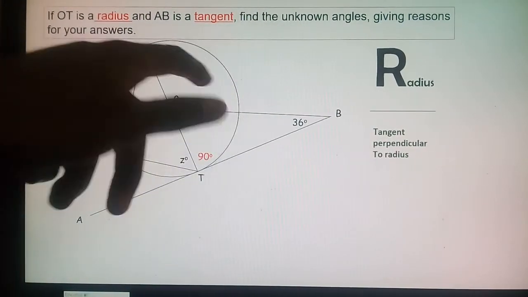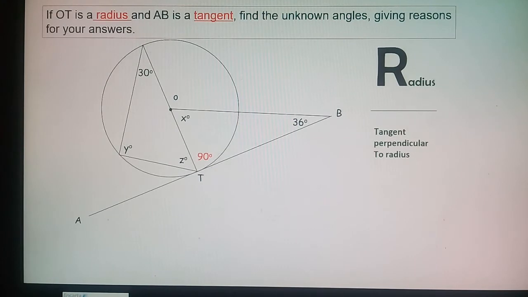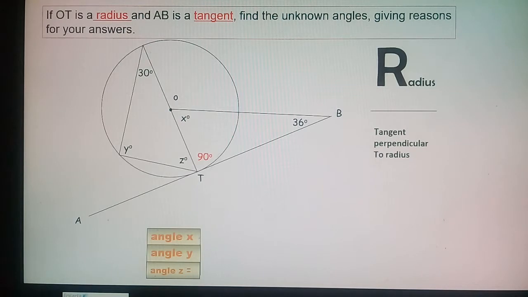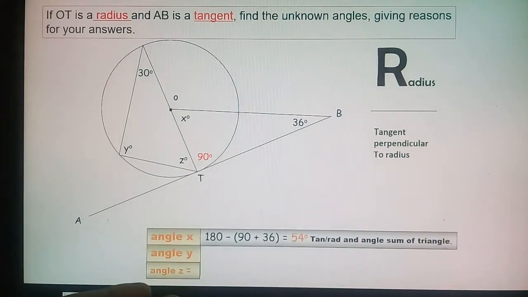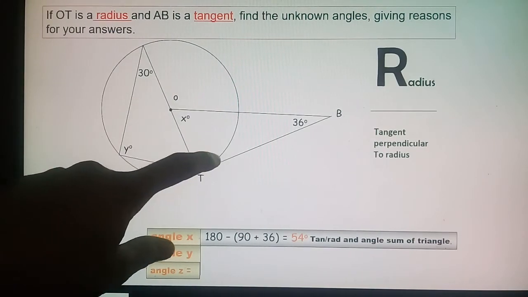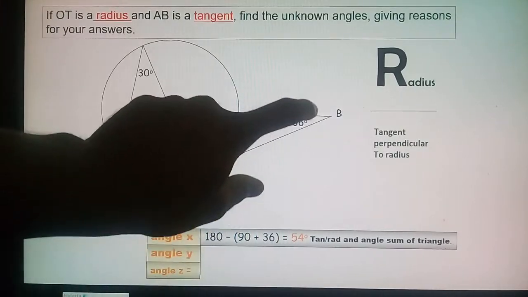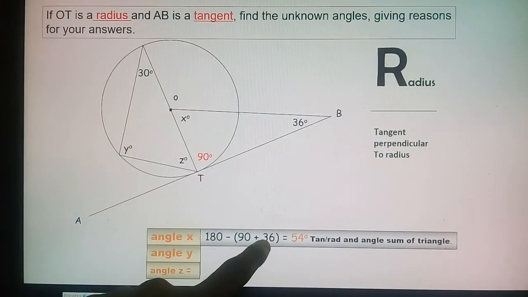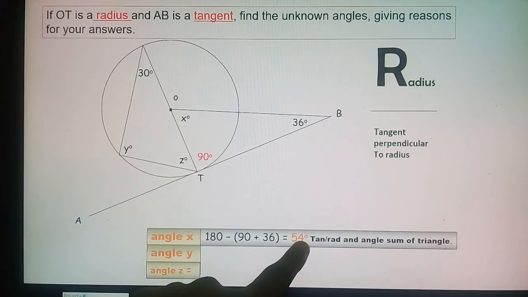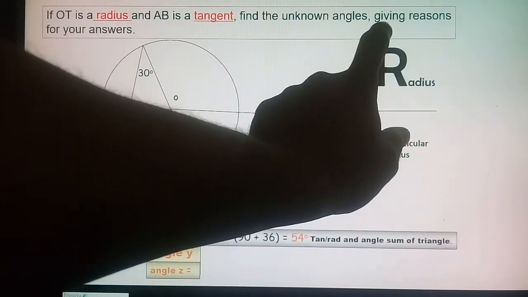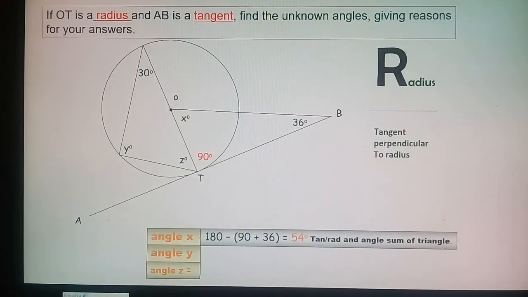Now, let's answer the question. They say, find the unknown angles. Wow, how nice. Okay, we need to find our unknown angles x, y and z. We talked about x. We know that when you find the x, it is there. We got that one 90 degrees and that one 36 degrees we talked about. You know that the angle sum in a triangle is 180, so I can say 180 minus the sum of these two angles, and I got my angle x equal to 54. The reasons for that: tan-chord theorem and angle sum in a triangle.